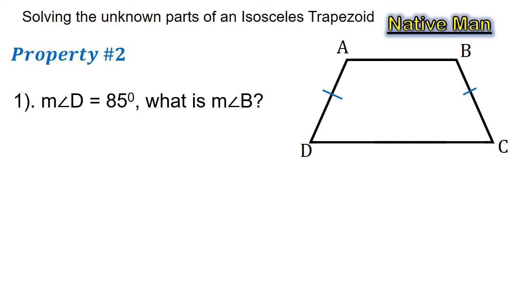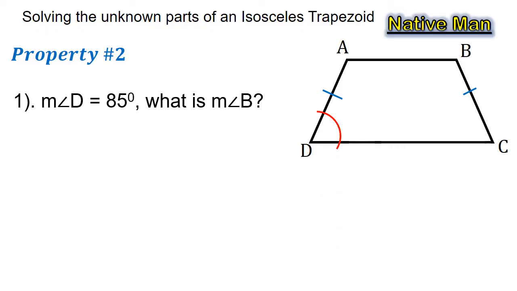Okay, so for number 1 question, measurement of angle D is equal to 85 degrees. What is the measurement of angle B? So, in the figure, we need to apply the given so that we can easily conclude what we will use, and how we will solve it.